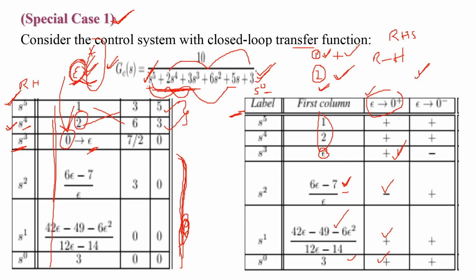So here the number of sign changes is 2, that is positive to negative, 1 sign change. Similarly, from negative to positive, 1 more sign change. So there are two sign changes.